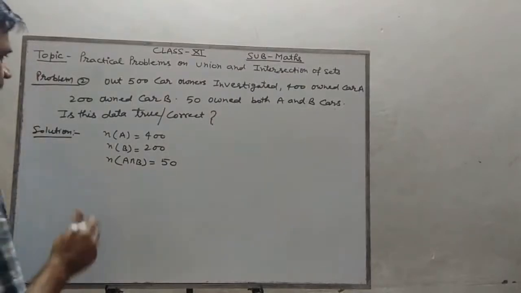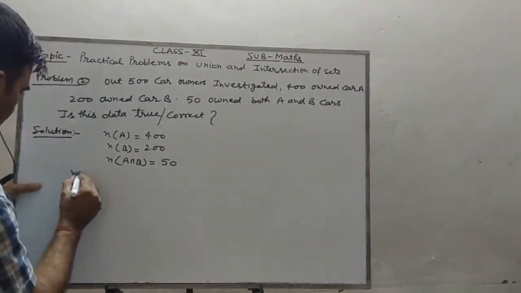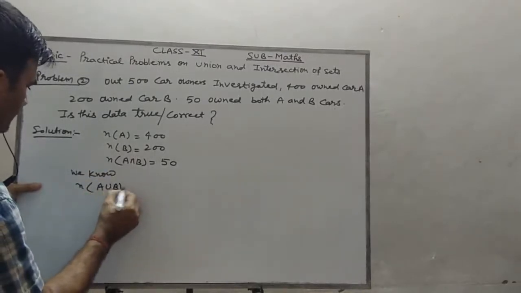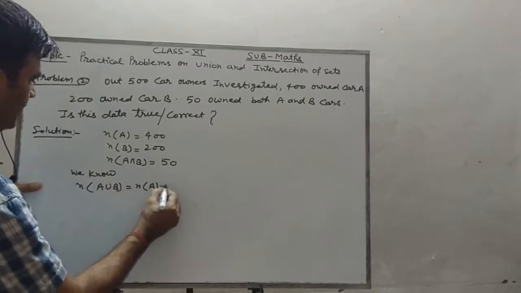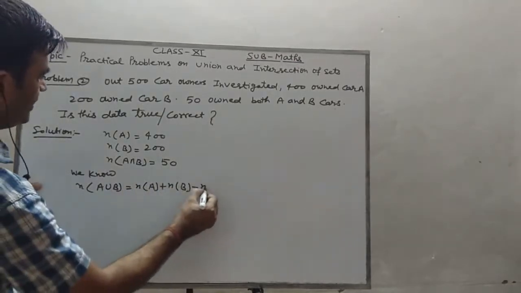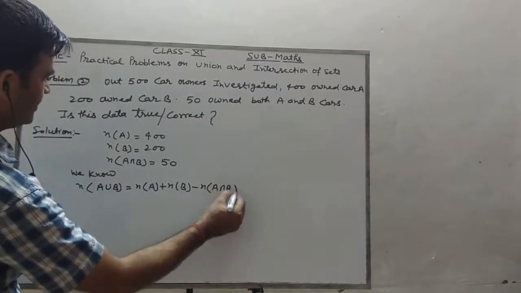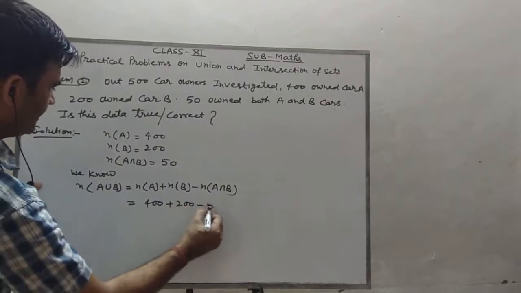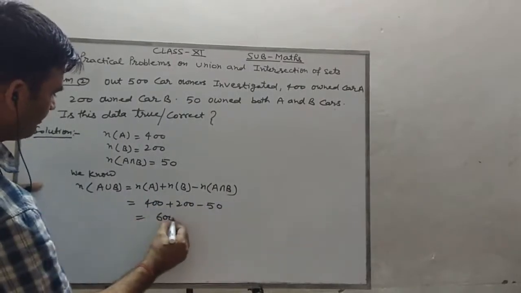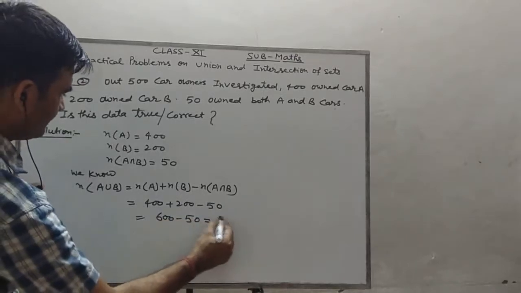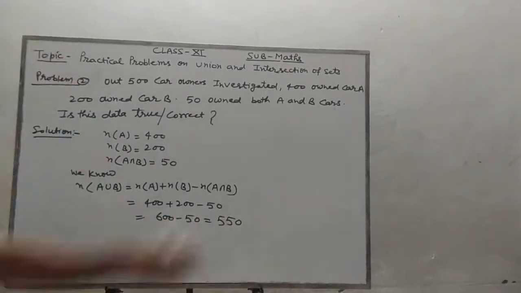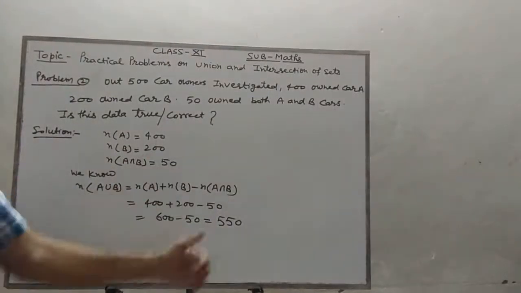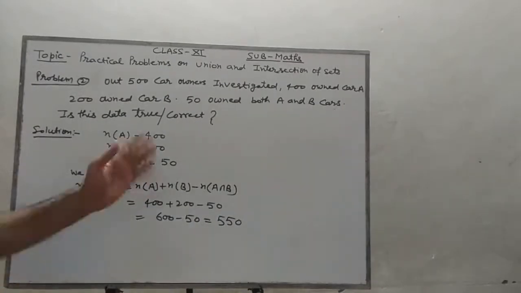So with the help of this result, we know number of elements in A union B is equal to number of elements of A plus number of elements of B minus number of elements of A intersection B. So from here 400 plus 200 minus 50. So 600 minus 50, that is 550. Means the union was 550. It means the persons who were having either car A or car B were 550.